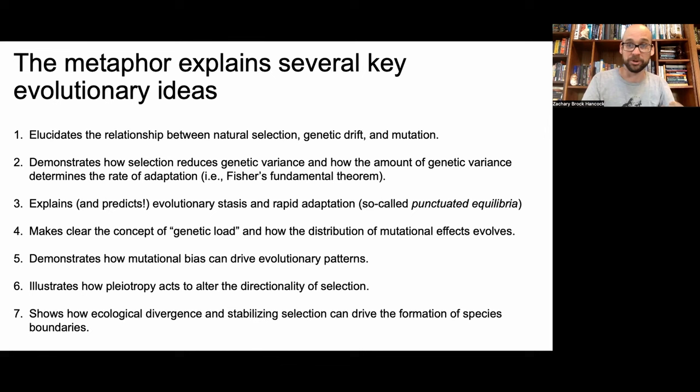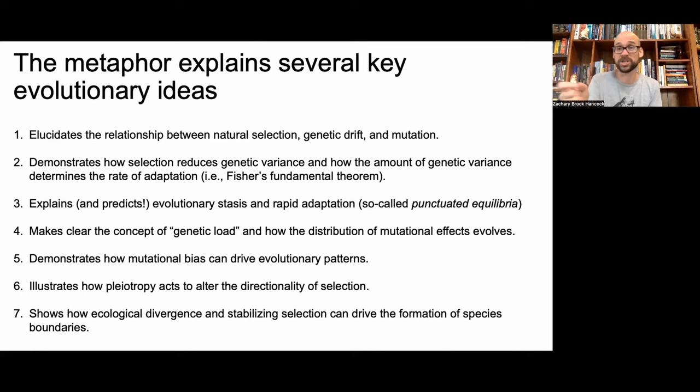Mutational bias is what is making certain paths through that landscape more or less likely. And then selection is what is actually taking over and pulling you to that peak, and then once you're on that peak, keeping you on it. Second, it demonstrates how selection acts to reduce the genetic variance and how the amount of genetic variance determines the rate of adaptation, right? So this is, again, Fisher's fundamental theorem. So the more genetic variance you have, the easier it is to move through that landscape. But remember, too big of populations can't move through that landscape very efficiently because selection is too strong, right?